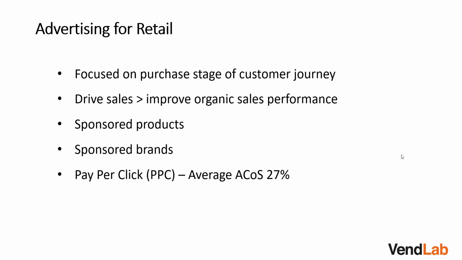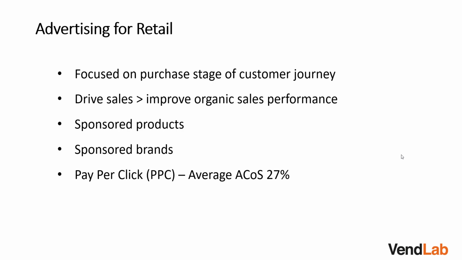Sponsored products and sponsored brand adverts are shown to customers on the Amazon platform based on keyword searches that they have made. These adverts are good at catching customers when they're in the purchase stage of their customer journey. They're on the Amazon website and they're looking for products to buy. These adverts are used for driving extra sales.